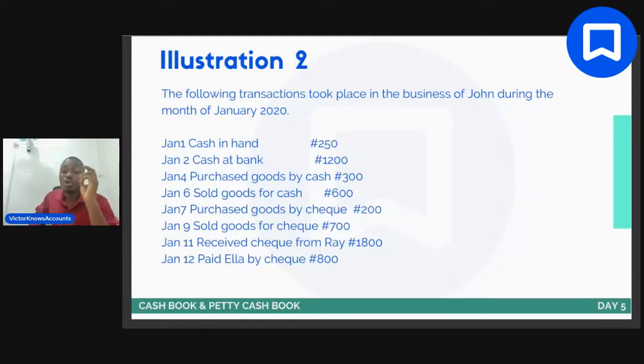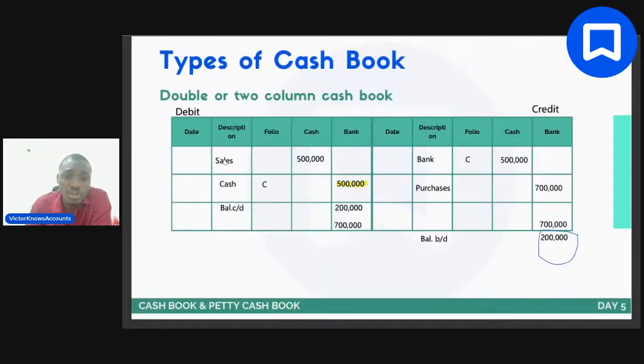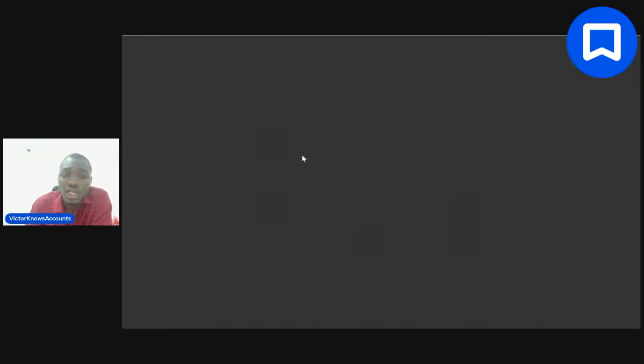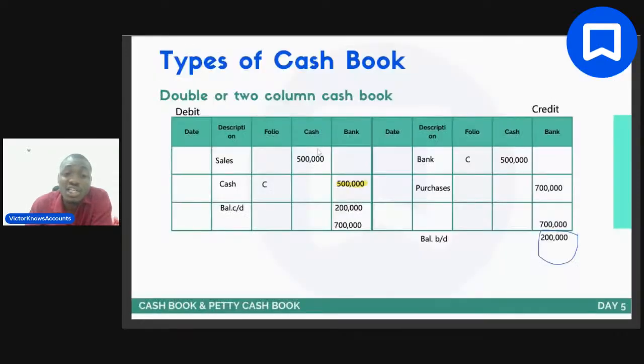If you see that we have cash in hand and cash at bank, your cash at bank is the amount that you have in your bank as at the beginning. But your cash in hand is the physical cash that you have for that period. So if you want to record this, for example, under here, you have balance brought forward. Then you have cash in hand of 250. You put your cash in hand of 250 on your cash column, while your cash at bank will be in your bank column.